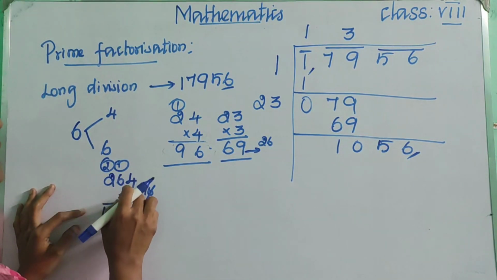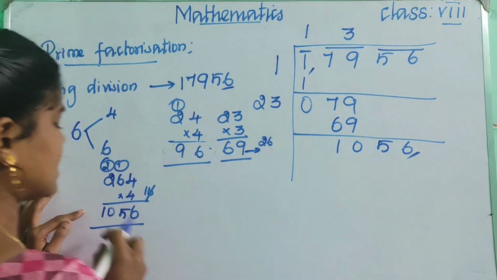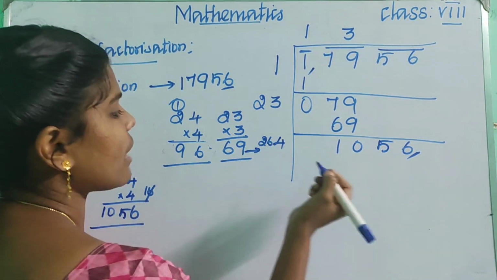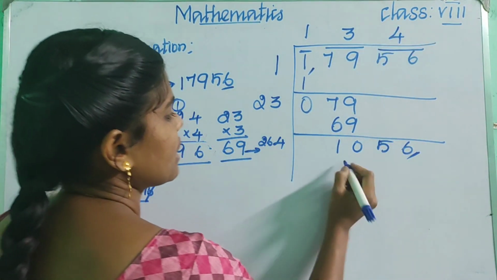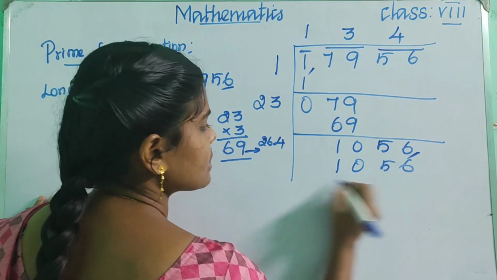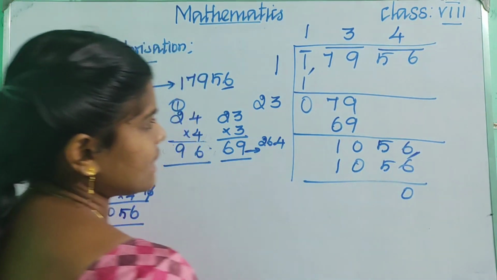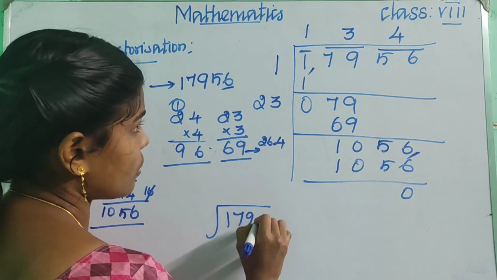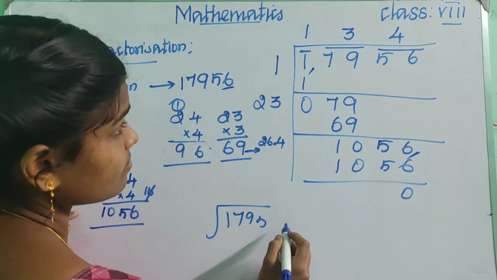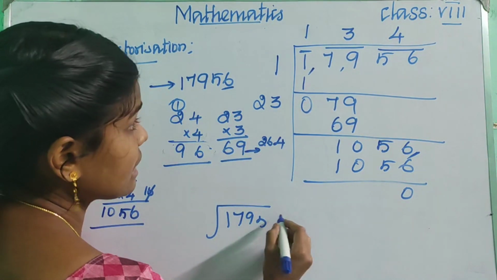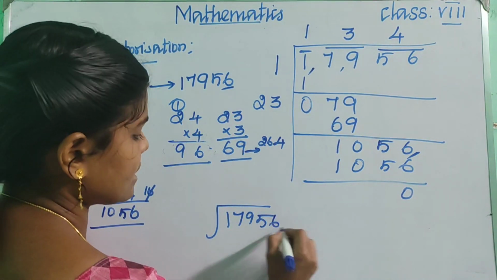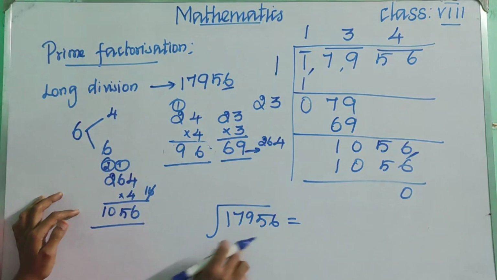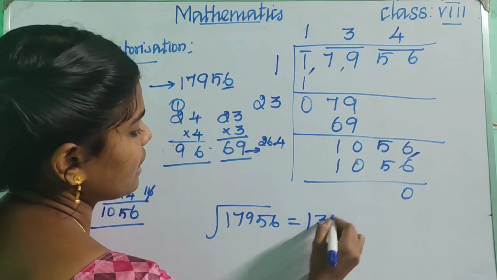Okay, in 4 itself we got the answer 1056, so we can put 4 in the divisor and also in the quotient. Okay, so we got 1056. Now 0, you get 0, so what is the answer? Root of 17,956 equal to 134.